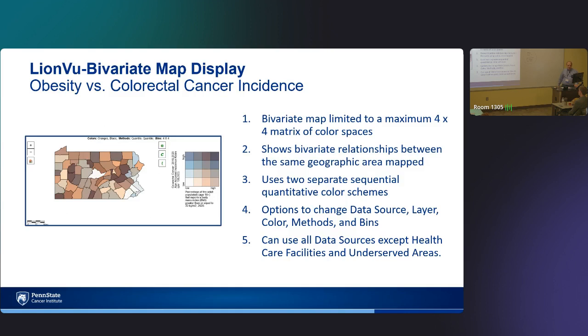And here's the part that I included recently that was not in the manuscript because I hadn't developed it yet. It's a bivariate map limited to a 4x4 matrix of color spaces. It shows the bivariate visualization between the same geographic area mapped, uses two sequential qualitative color schemes, and has options to change the data source, layer, color, methods, and bins. It can use all data sources except healthcare facilities and underserved areas because they're all county-based. I originally had census tract data, but it was hard to display in a qualitative bivariate map, so I just focused on the counties.